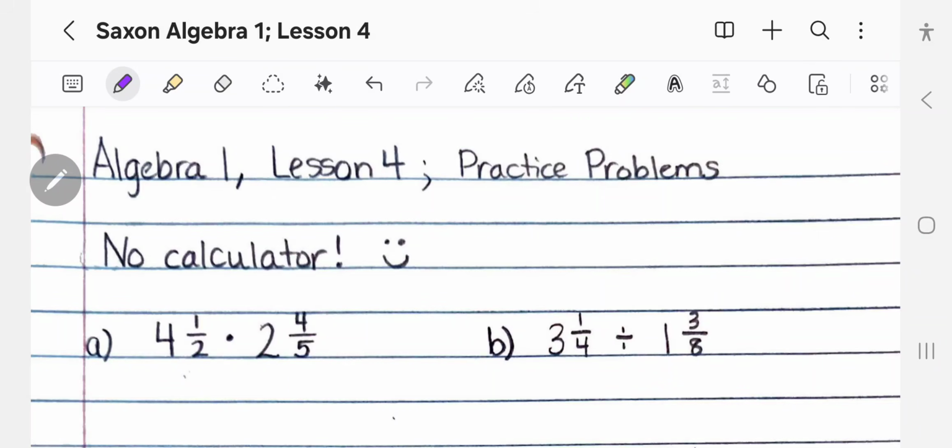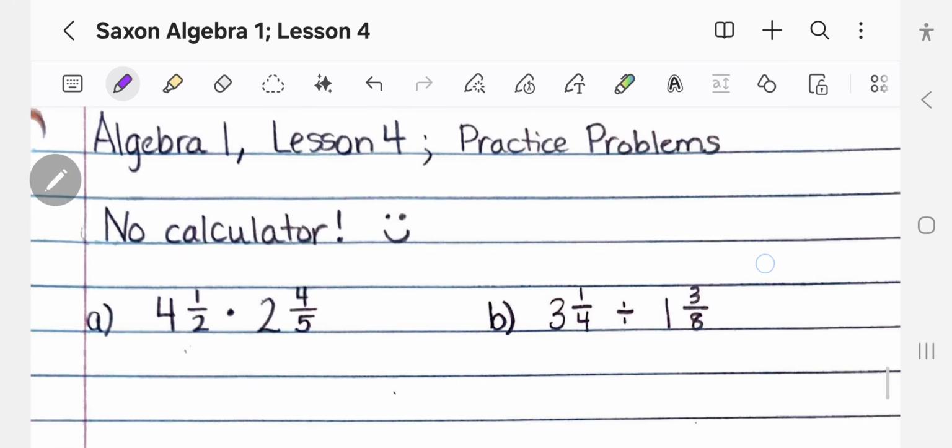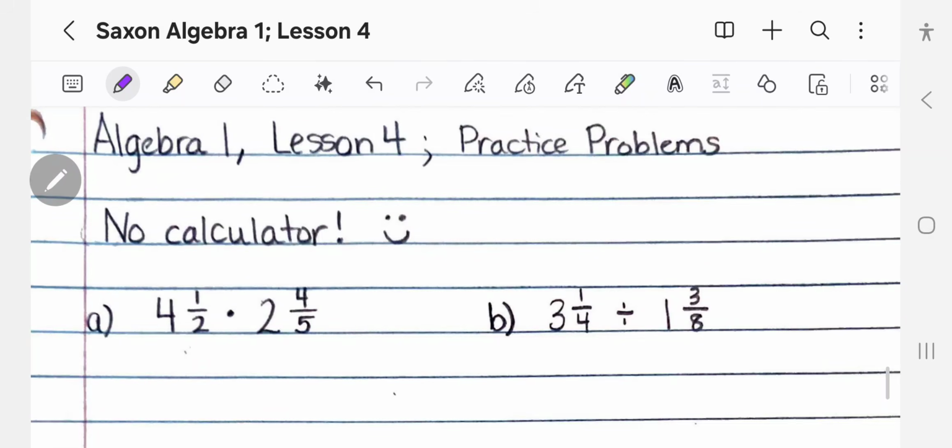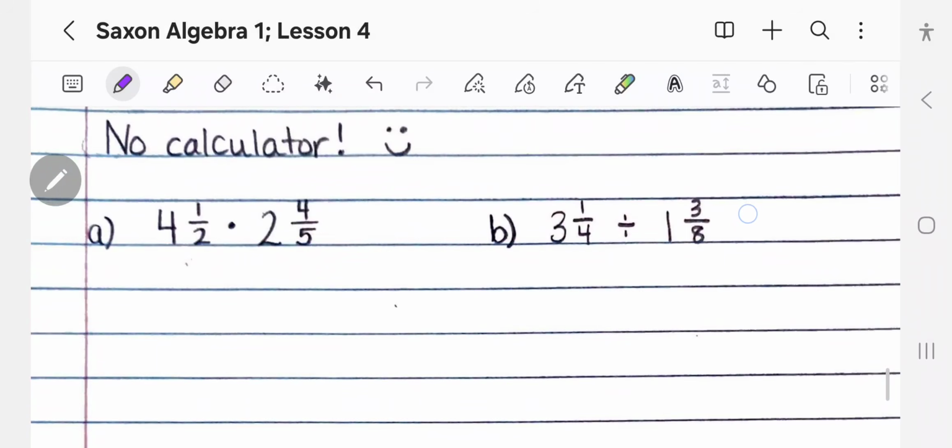This is Algebra 1, Lesson 4, and these are the practice problems. And they do tell us in the directions, do not use a calculator. All right, so let's look at A.